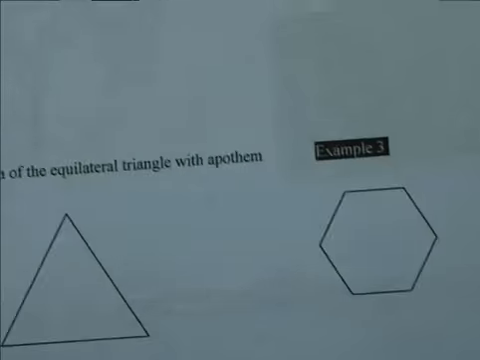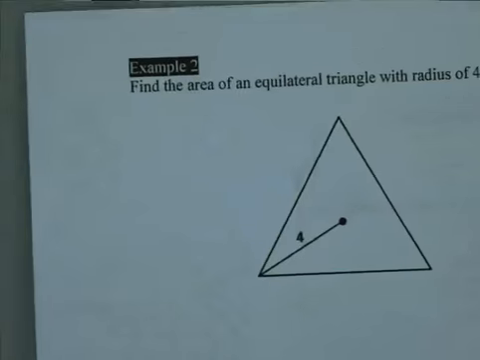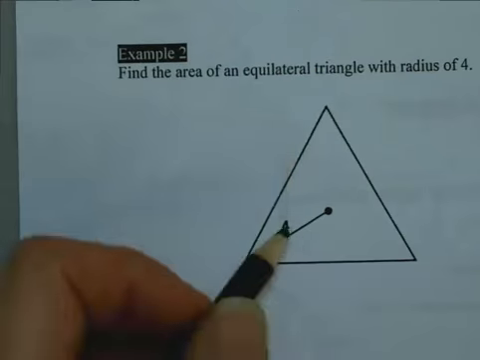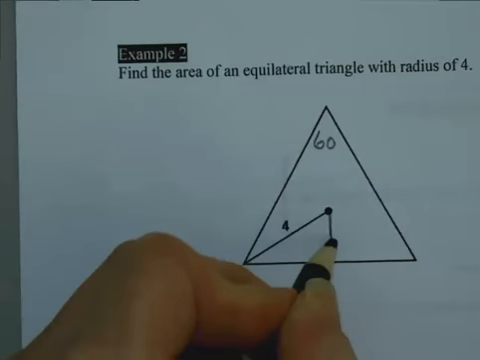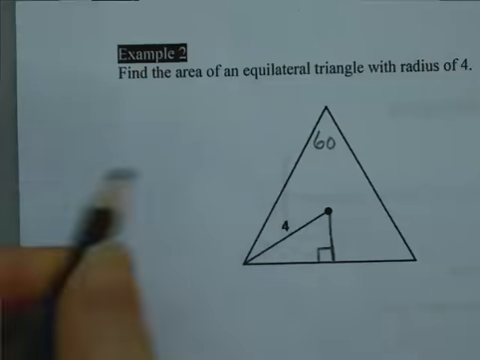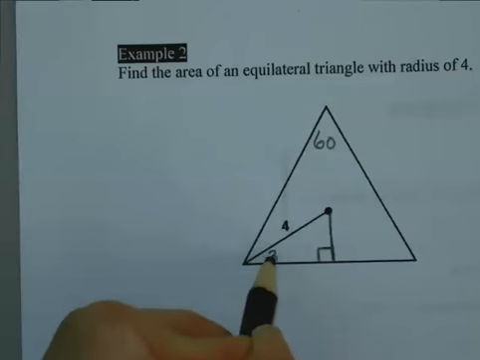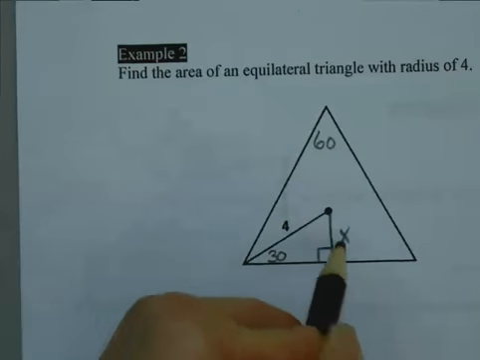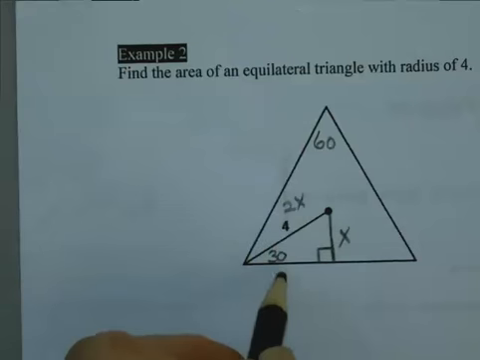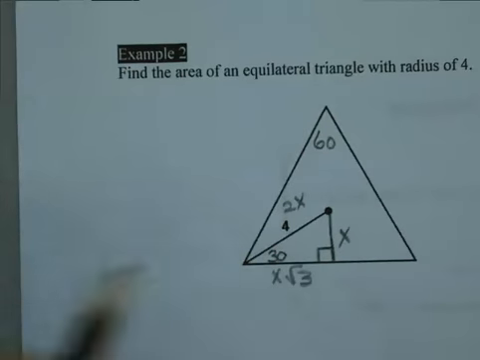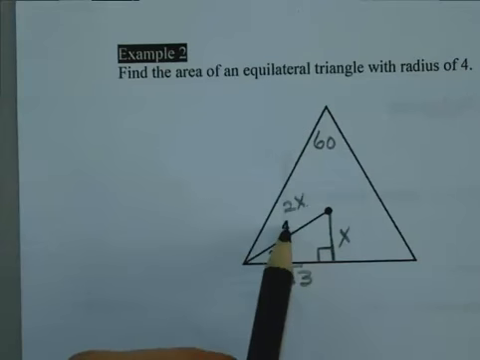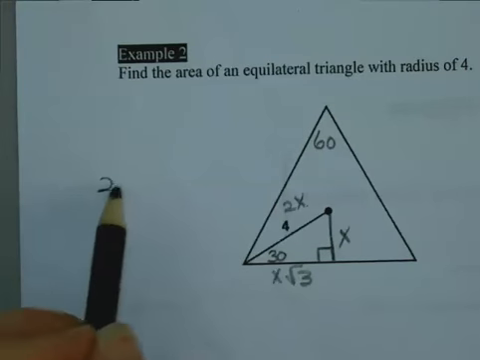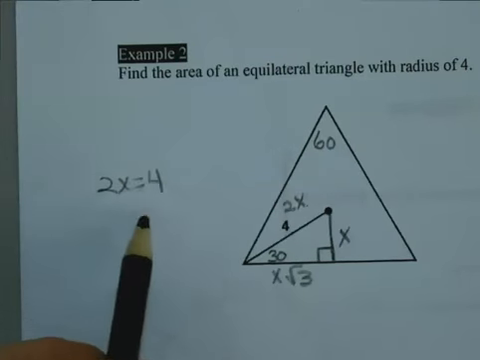Let's do example 2. Find the area of the equilateral triangle that has a radius of 4. It's that same type of problem. You've got 60. This is going to come down as your apothem. This angle is going to be 30. So it's x, 2x, x square root 3. If 2x equals 4, that means x is going to equal 2.